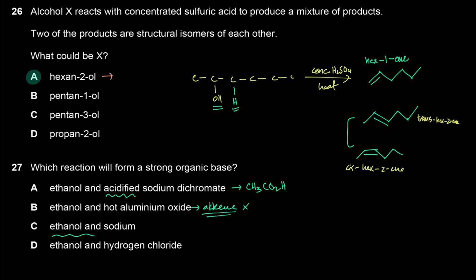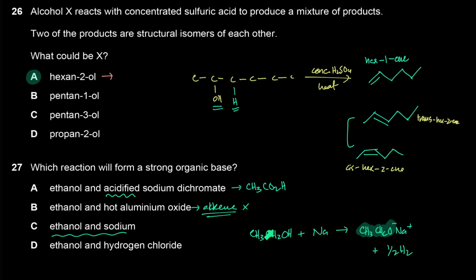What about ethanol and sodium? When ethanol reacts with sodium, it forms CH3CH2O⁻ Na⁺ and hydrogen gas. If you remember, sodium is a test for the OH group. This ethoxide ion is basic. So here you're actually making an organic base.